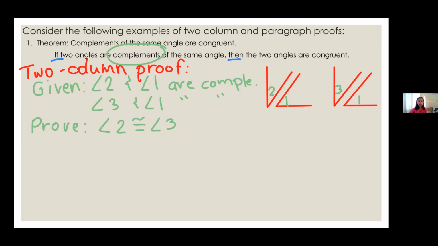So when we say complementary, the sum of two angles is equal to 90 degrees po. Di ba? Yung sum ng angles nila is 90 degrees. Kapag supplementary naman po is yung 180 degrees po. Alright, so let's now start. So, given that angle 2 and angle 1 are complementary, as well as angle 3 and angle 1 are complementary, we are going to prove that angle 2 and angle 3 are congruent daw po.